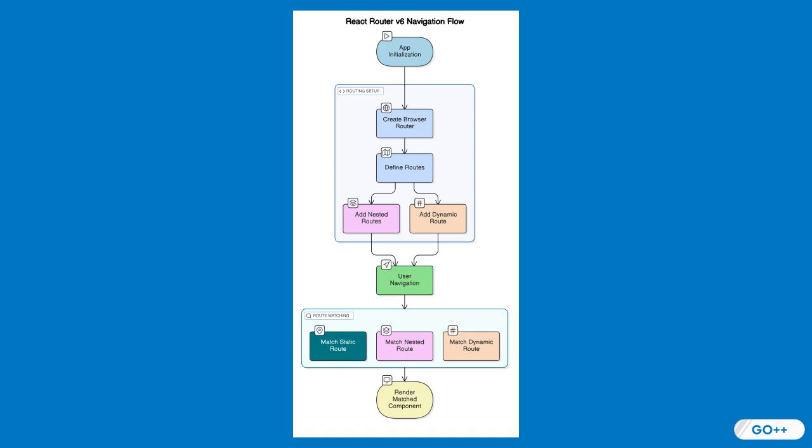React Router v6 also introduces a new route matching algorithm. This algorithm is more efficient and accurate, ensuring that the correct components are rendered based on the URL. It's like having a GPS that guides you to the right destination without any detours.